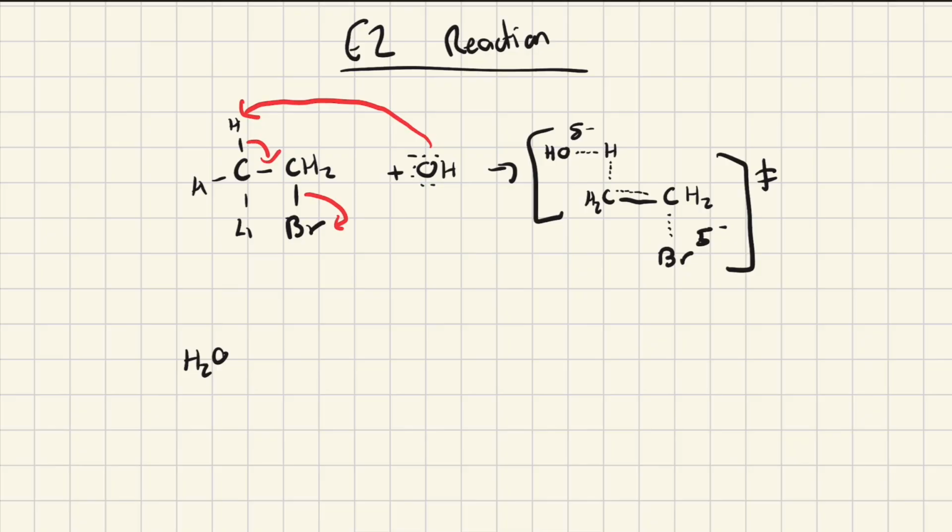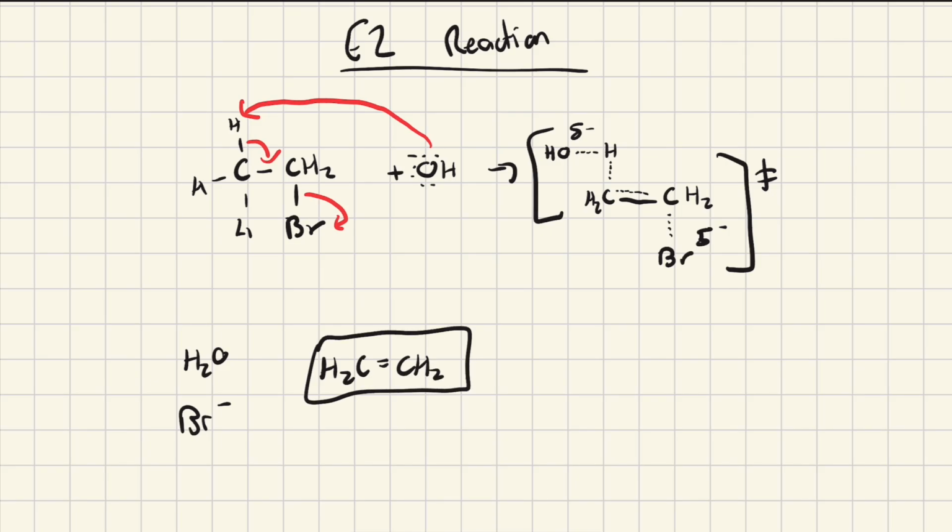That's our hydroxide after it attacks our hydrogen. We're going to end up with Br minus, and then we're going to have our organic product being CH2, CH2 with a double bond.